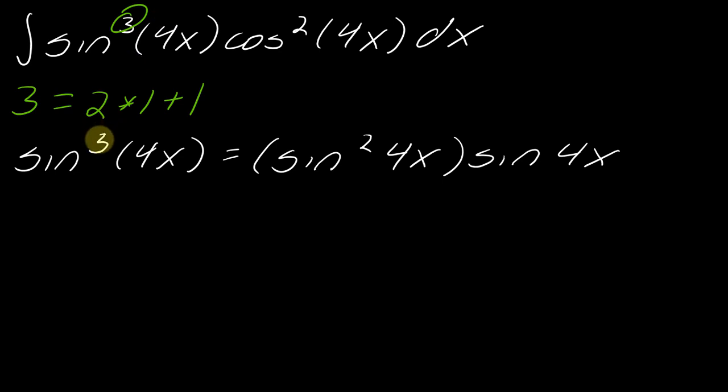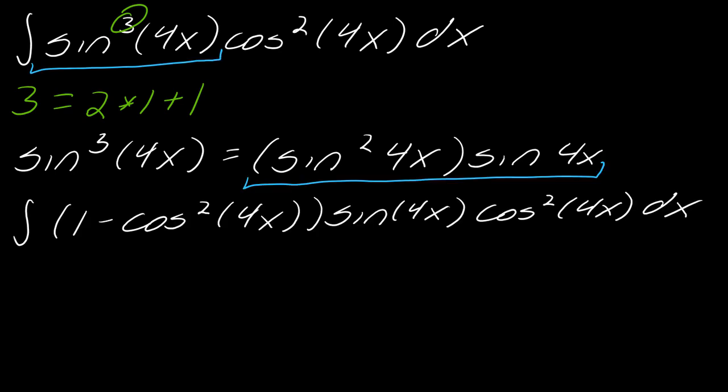So sine cubed is going to be rewritten as sine squared times sine to the 4x. This is 2 plus 1, which gets us back to the 3. We're strategically breaking up our trig function. Now I'm going to make this replacement: I take my sine squared 4x and write it as 1 minus cosine squared 4x. This part has been replaced, I still have this sine 4x here, and I'm bringing back the cosine squared part into the integral.